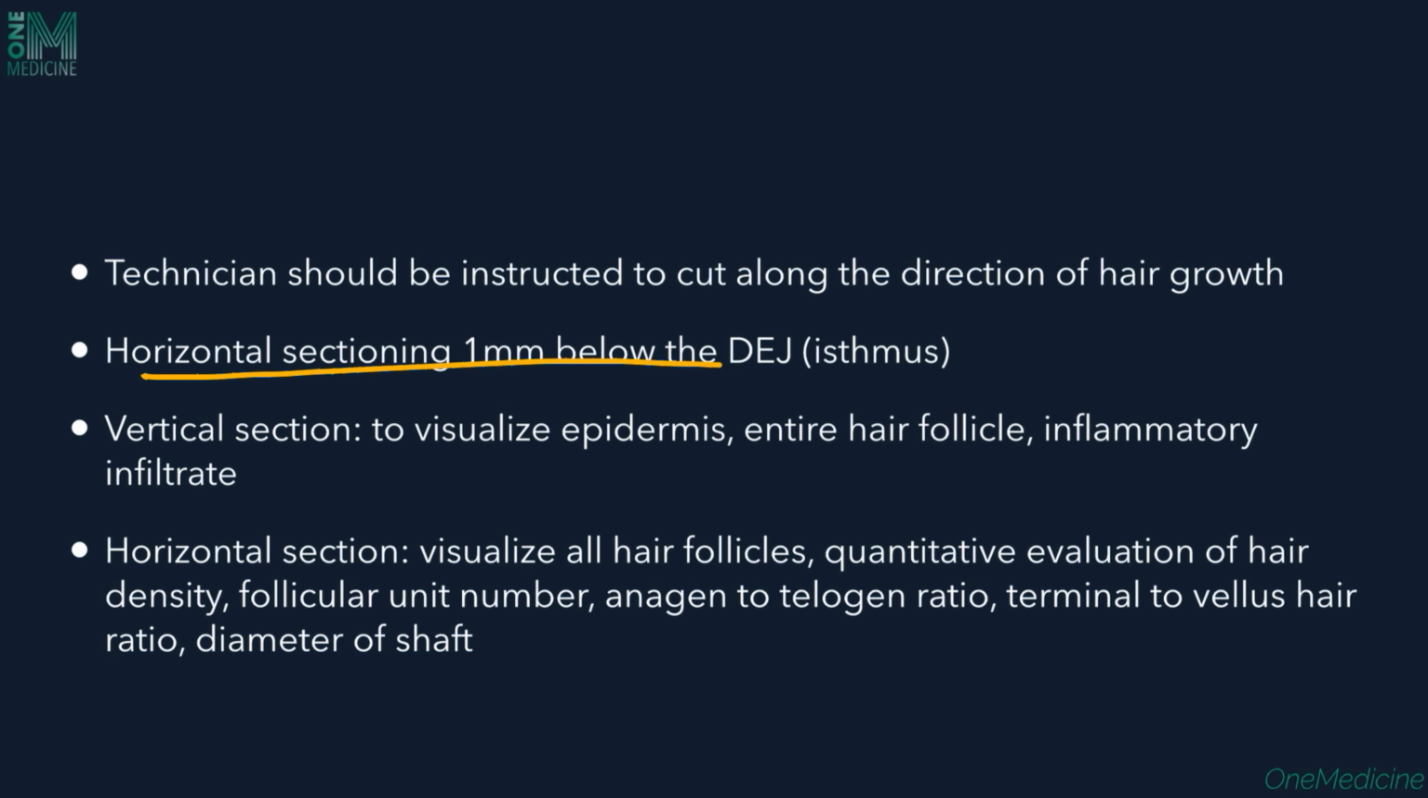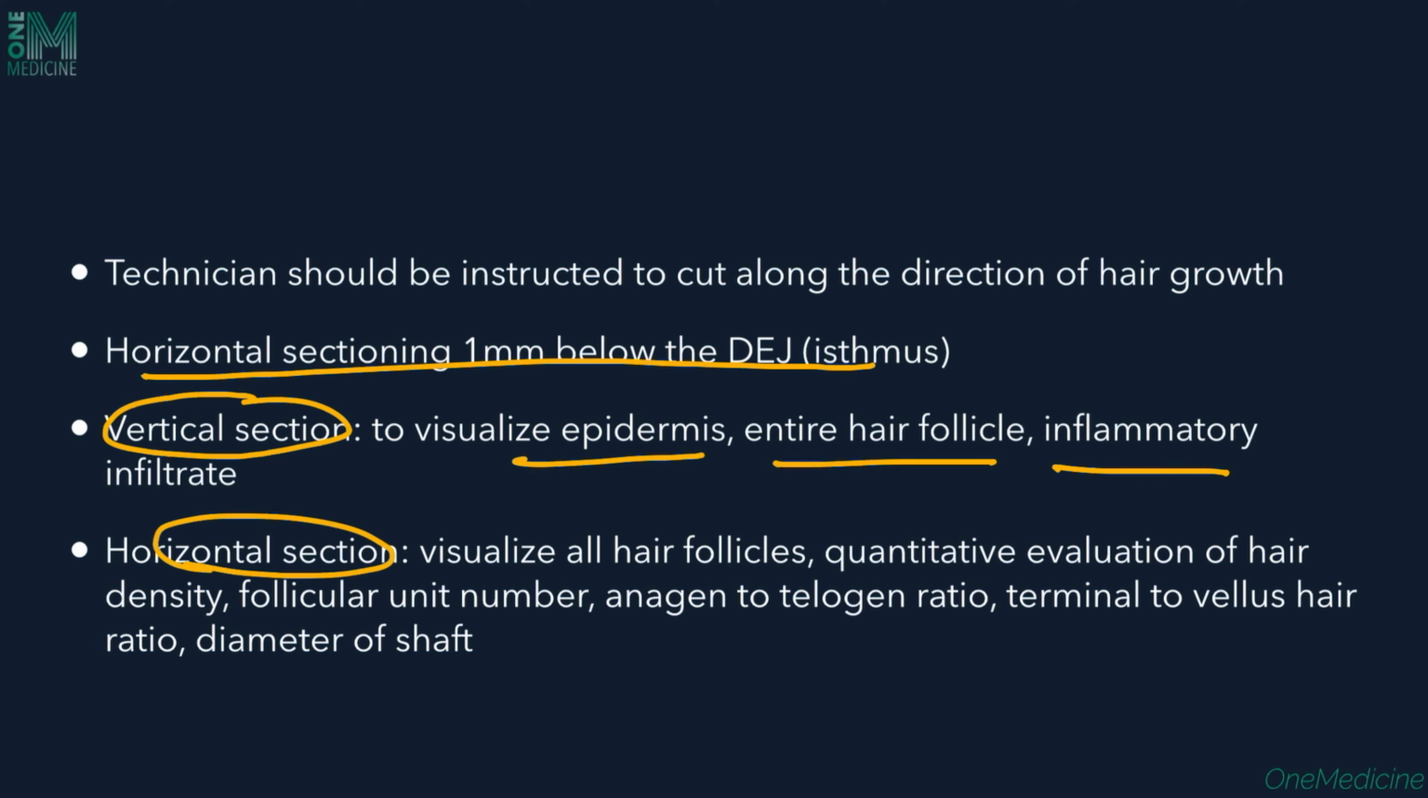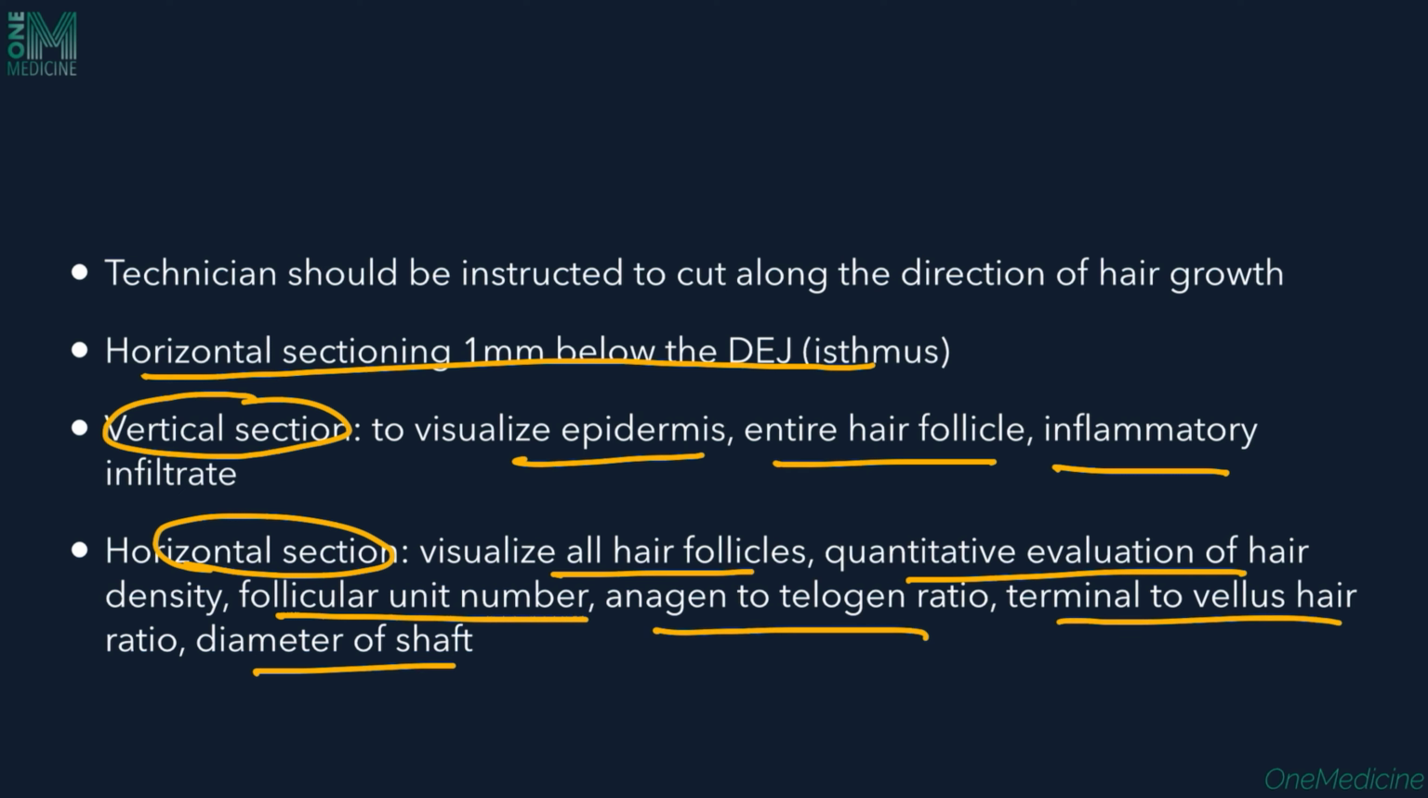Horizontal sectioning is done at the dermoepidermal junction. The vertical section is used to visualize the epidermis, the entire hair follicle, inflammatory infiltrate. So to see all of that, vertical section is required. Horizontal sectioning is done to visualize hair follicles. The quantitative evaluation of hair density is done, follicle unit number, anagen to telogen ratio, terminal to vellus hair, diameter of the hair shaft. All of this can be seen with horizontal sectioning. With vertical sectioning, the entire hair follicle can be seen with inflammatory infiltrate.